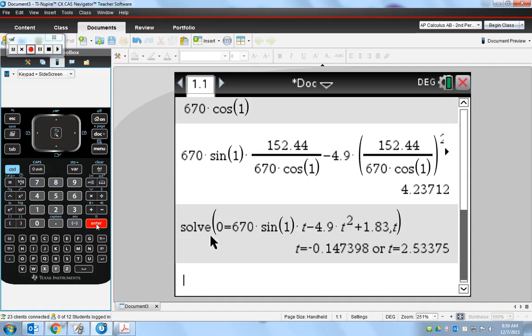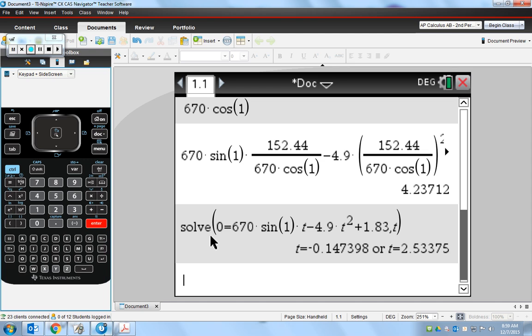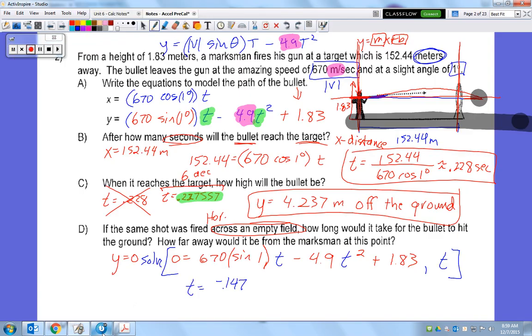Now we have two answers here. We have negative 0.147. We have 2.533. Okay, so if I go over here and I put t is equal to negative 0.147, if you will, or let me do the 3 decimals. So 147, and then 2.534. So those are two answers, but the one that I'm concerned with using is just this one because we cannot have negative time. Okay?